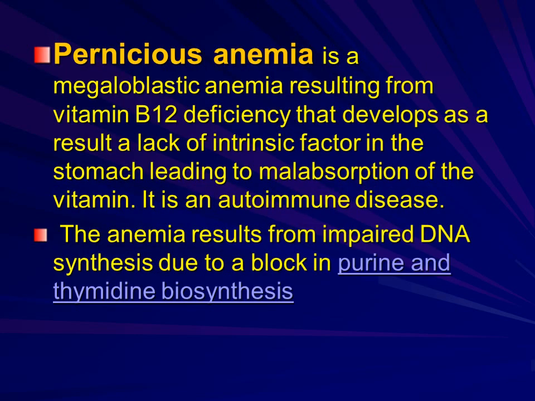Now pernicious anemia is a megaloblastic anemia resulting from B12 deficiency that develops as a result of lack of intrinsic factor in the stomach, leading to malabsorption of the vitamin. It is an autoimmune disease. The anemia results from the impaired DNA synthesis due to the block in purine and thymidine biosynthesis.